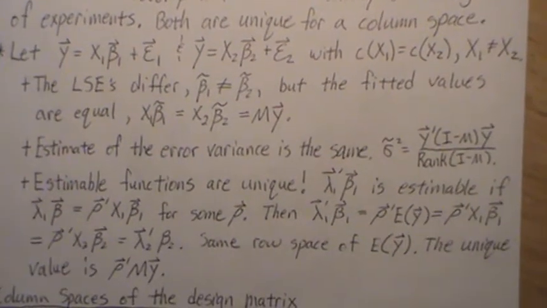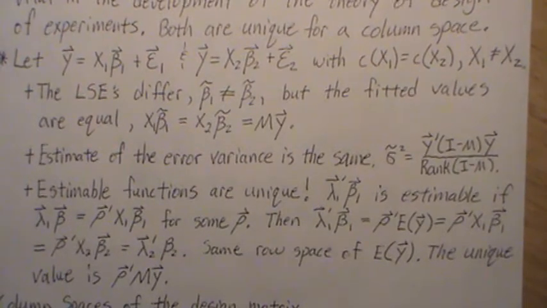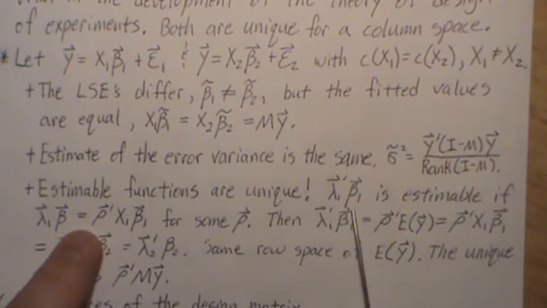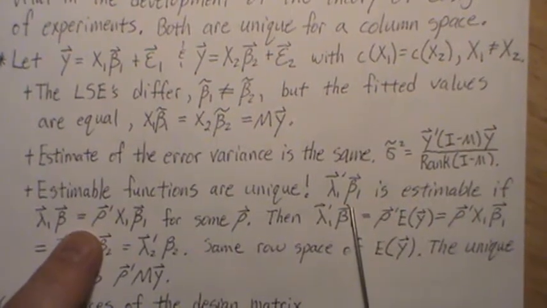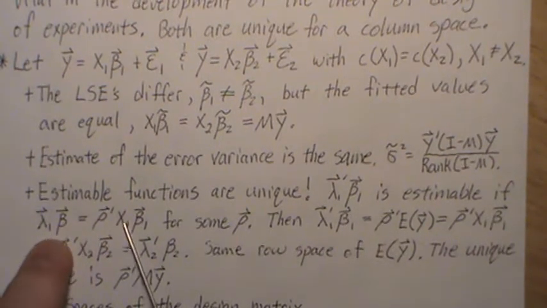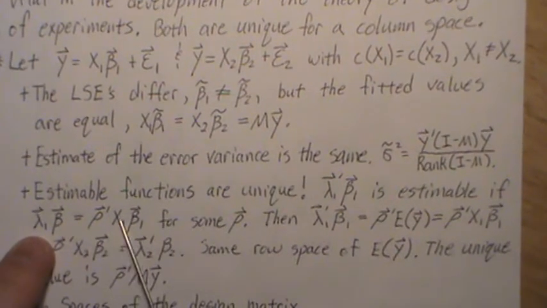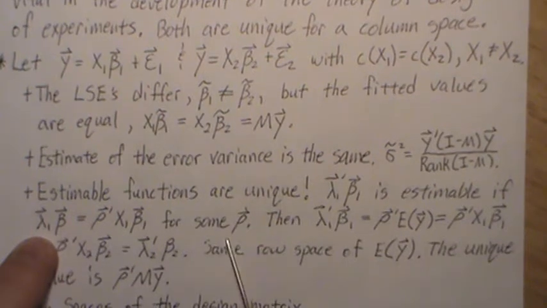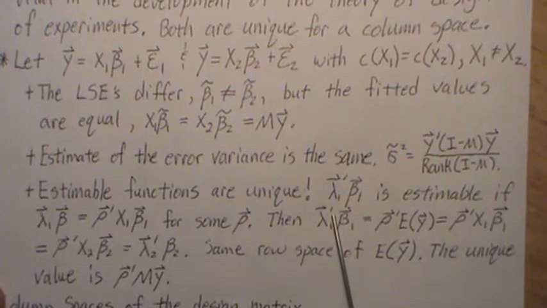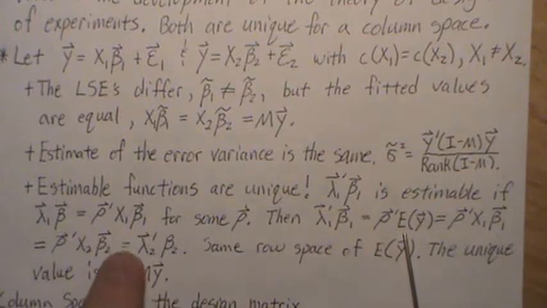Also, estimable functions are unique. Remember, estimable functions mean a linear combination of the beta parameters. So let's assume that lambda 1 transpose beta 1 is estimable, right? This is a linear combination of these betas. It's estimable if and only if it can be thought of like this, right? That lambda has to be part of the row space of the design matrix. This is for some rho, right? But then lambda 1 transpose beta 1 is equal to this. That's by definition, right?